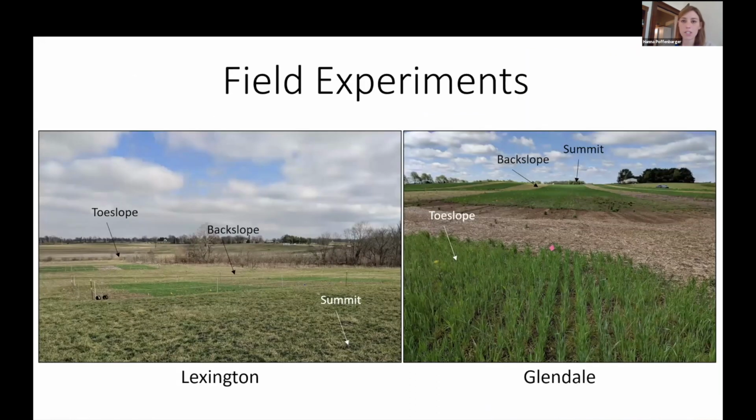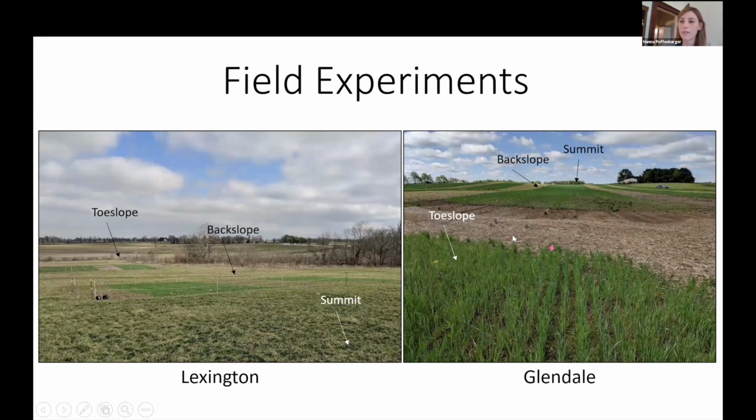And these are some pictures of those sites. So in Lexington, you can see we laid out those plots within a grassed field. So there are some grass areas between the plots. But here we have the toe slope at the base of the hill, the back slope, and then the summit is behind where I was taking the photo. And then in Glendale, in this photo, we're looking uphill: toe slope, back slope, and summit.